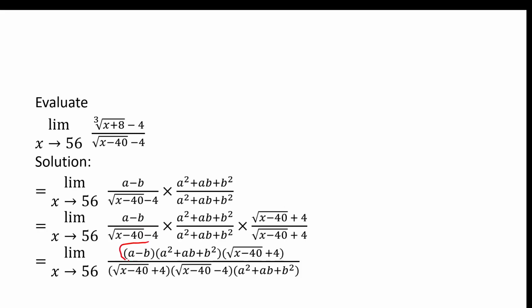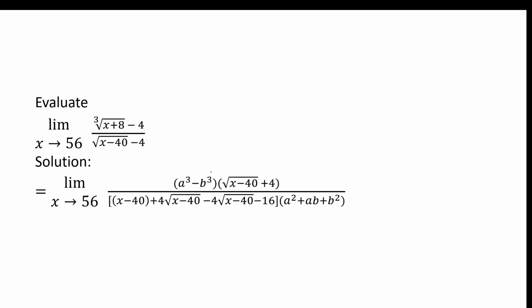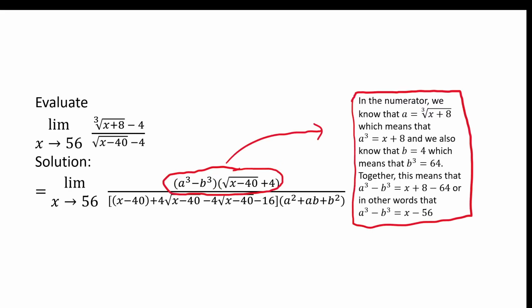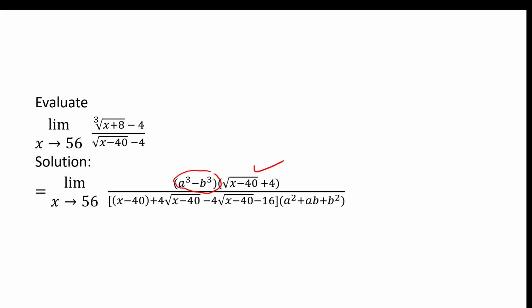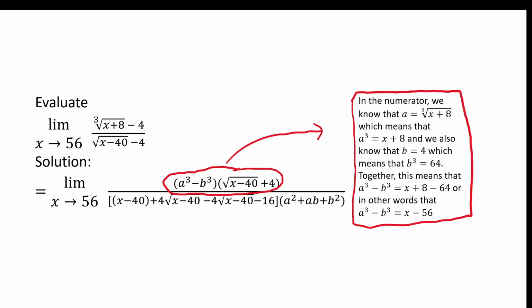So this piece right here, a minus b times a squared plus ab plus b squared, that is equal to a cubed minus b cubed. But we still have this root x minus 40 plus 4, just like we should. And then underneath this piece right here, root x minus 40 times root x minus 40 is x minus 40. And then we have minus 4 root x minus 40 plus 4 root x minus 40, they cancel, and then we have minus 16. So this piece that I've circled down below will ultimately end up equaling x minus 40 minus 16.